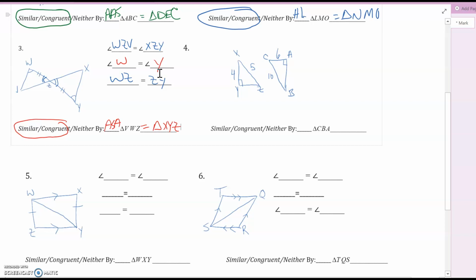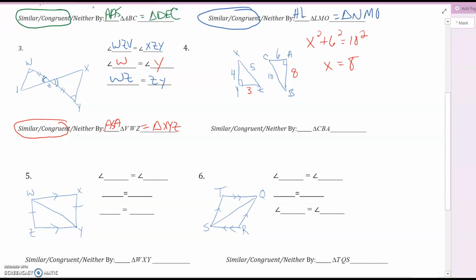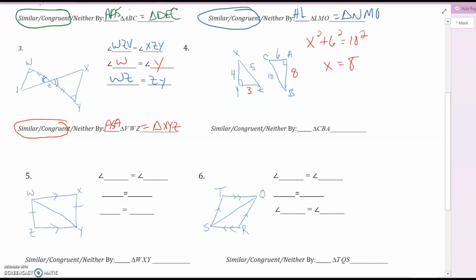Hopefully with these right triangles, you think of doing the Pythagorean theorem. If you solve that, you get X equals 8, I believe. So 8 would go here. This would become a 3. So now, these do not have a scale factor of 1. But now I can try to figure out if they are similar or not. So I can find my scale factors.